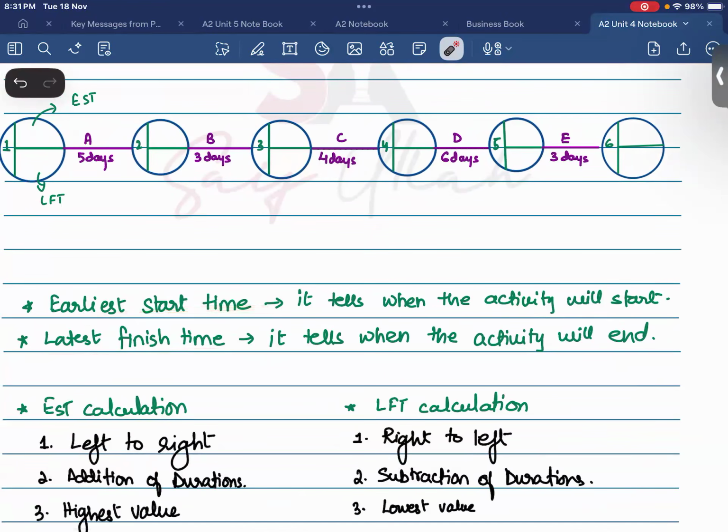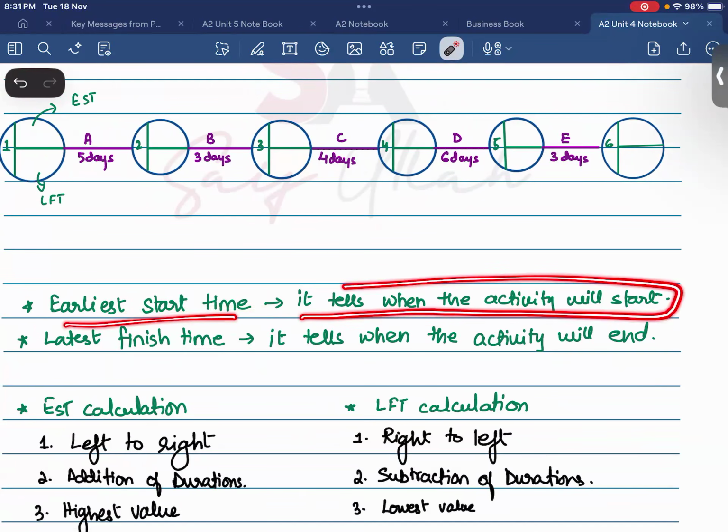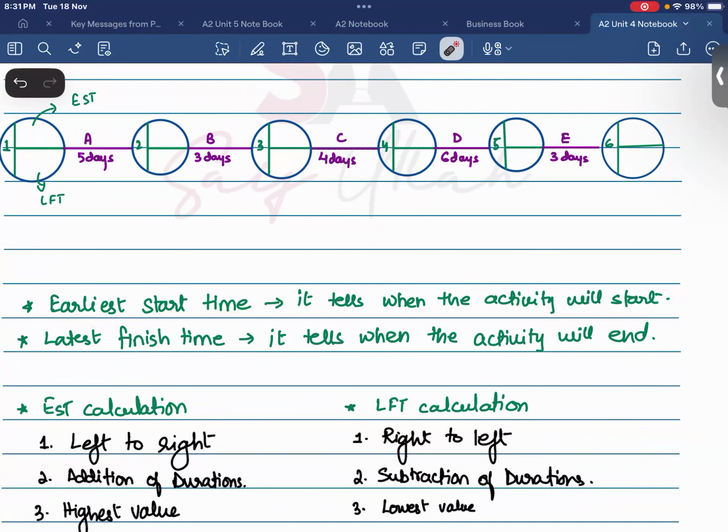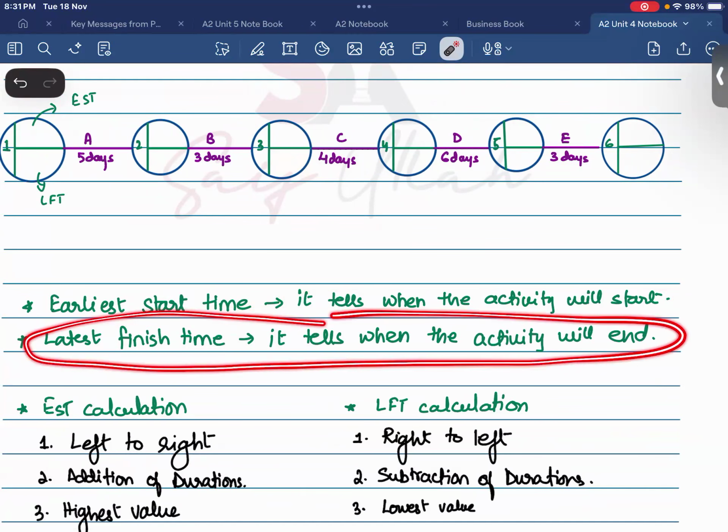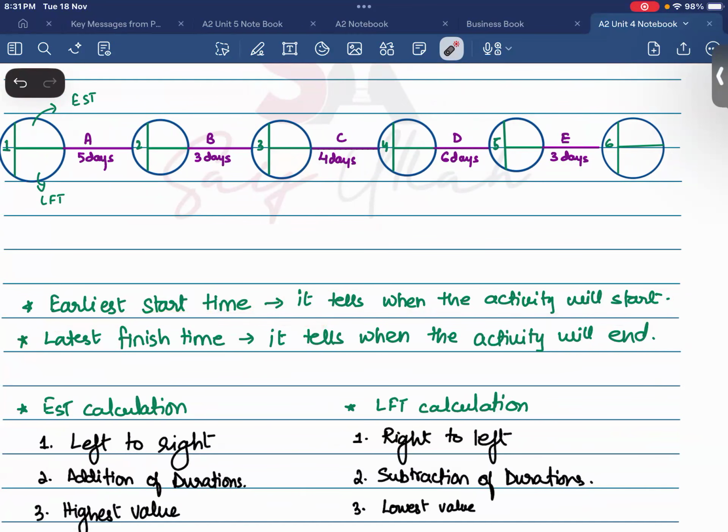What do these things mean? Earliest start time tells when the activity will start, like after how many days the activity will start. And LFT tells us about when the activity will end. So these are the two calculations that we have to do in the CP diagram. And the calculations are very easy.